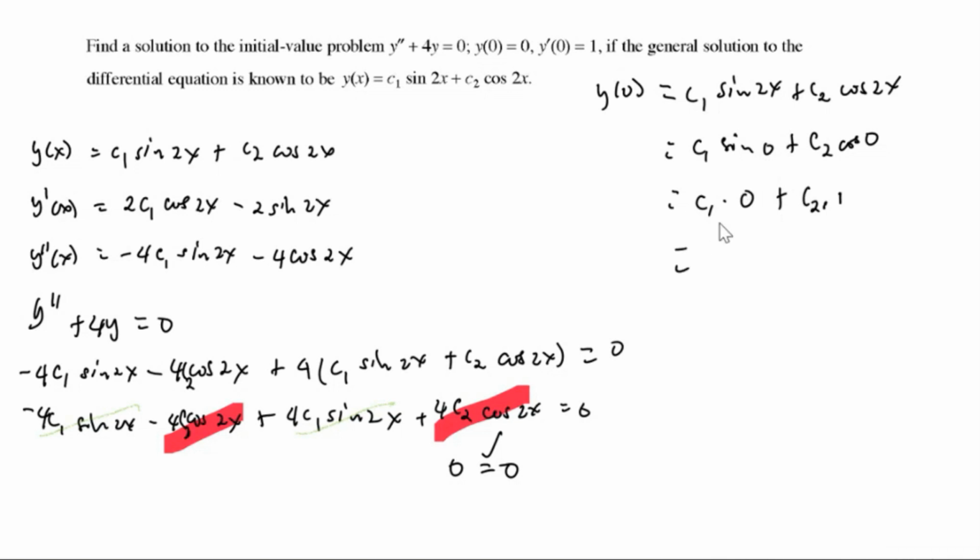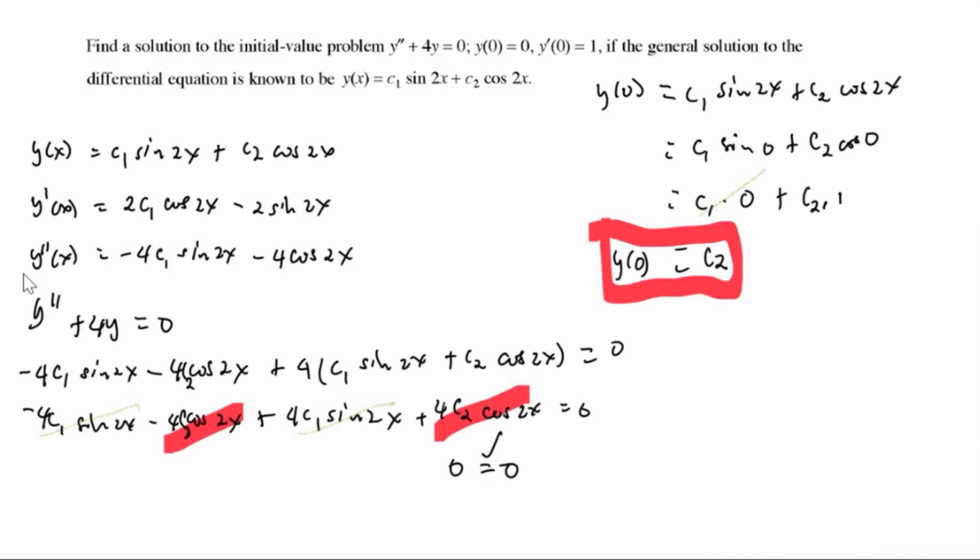Therefore, c sub 1 times 0 is 0, so we will just not write anymore. We just cancel. So therefore, we have y sub 0 is equal to c sub 2. So we have this value that y sub 0 is equal to c sub 2. Now, we need to solve for c sub 1.